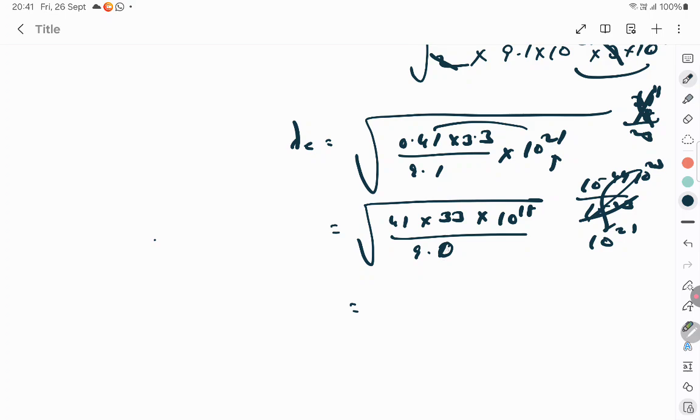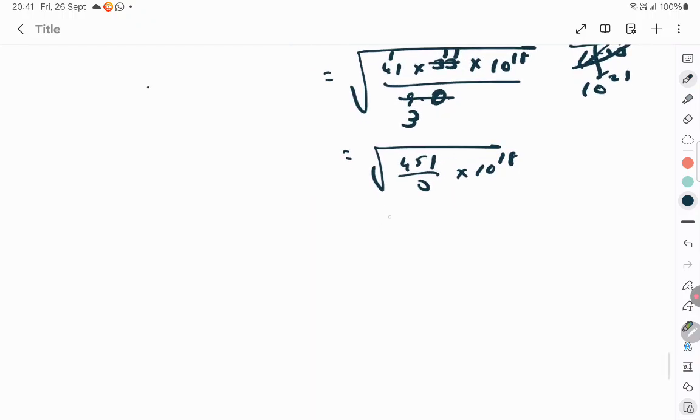9 9s are 81. No, 9.0. So can I cancel this by 3 and cancel this as 11? And so then this becomes root of 11 ones are 11. 11 fours are 44. 45 by 3 into 10 to the power 18. Did I go wrong? Let me try this.